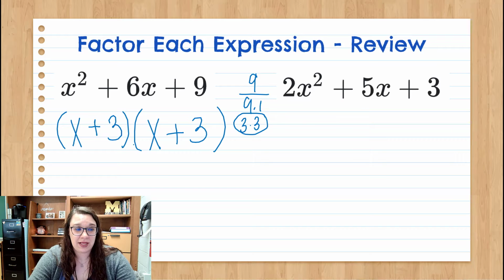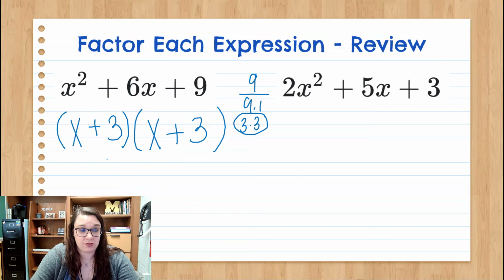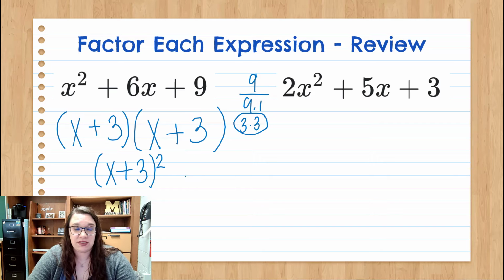When a thing is written like this, where it's x plus 3 and x plus 3, I can rewrite it to just say x plus 3 squared, since it was written twice. Let's try the next one. I notice there's a 2 out front, but I also notice there's no GCF. Nothing goes into all three terms. So at this point, I'm going to use the box method. Let's draw a box.